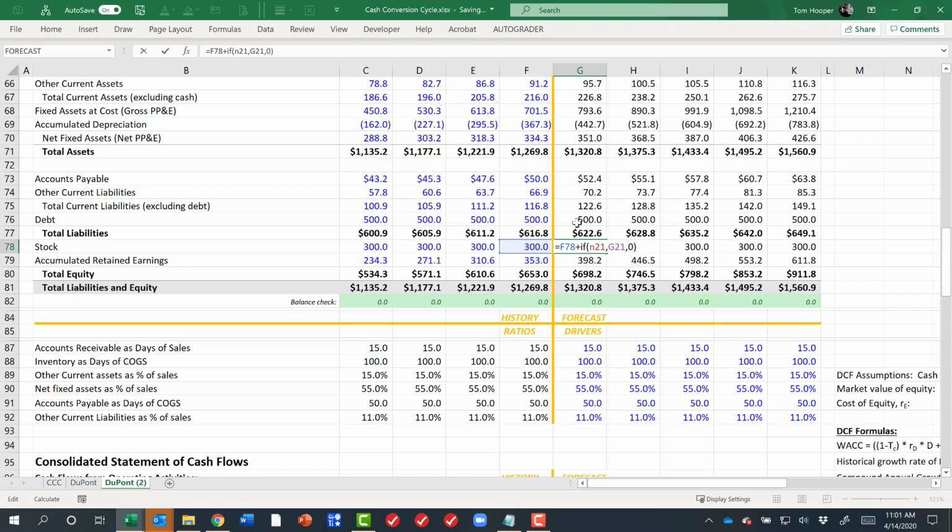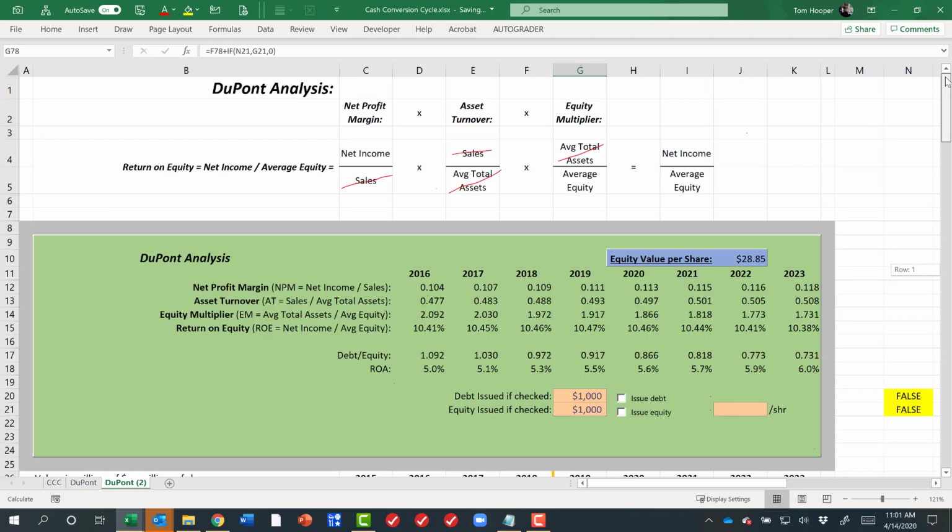And so the debt that we issue or the stock that we issue will increase these rows. And one of my favorite questions on a test is, what else will we need to do to keep our balance sheet and our model in balance? And so we'll find out what else we need to do.